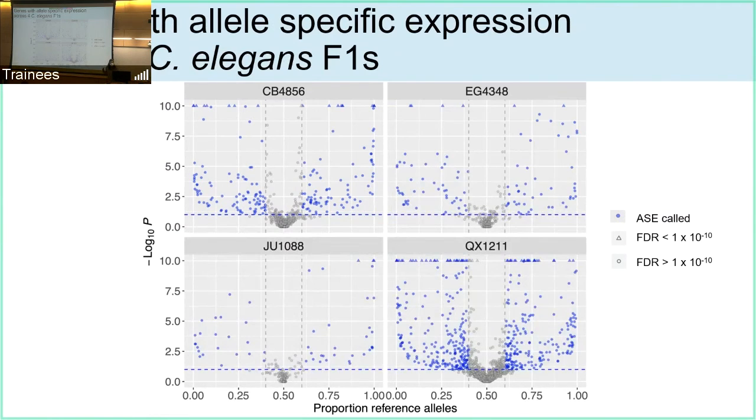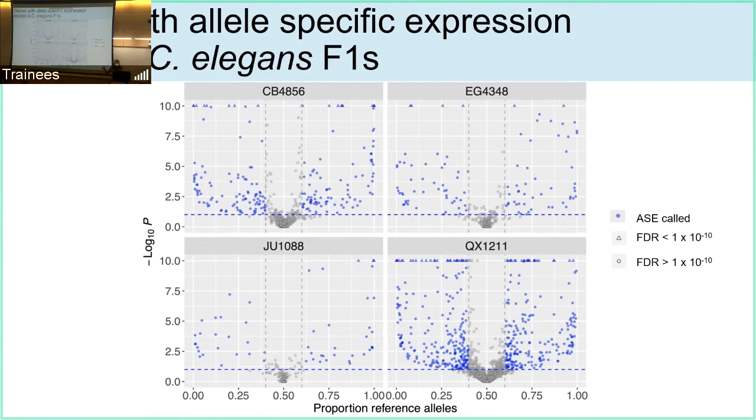Here's this picture for all 4 of our strains. And I want you to notice a couple of things. First is that there's a different number of points on each of these plots. And that's because only genes with SNPs in their coding regions that we can pick up by RNA sequencing can we detect which allele each read came from. So JU1088 in the bottom right-hand corner has fewer SNPs from N2. It's most closely related. Fewer of its genes have SNPs, so fewer where we can even make these levels of calls. The second thing is that these points are symmetrical around 50%. We're not seeing way more reference genome alleles than alternate genome alleles. And that's important because that's a type of bias that can affect these type of studies that we're not seeing.